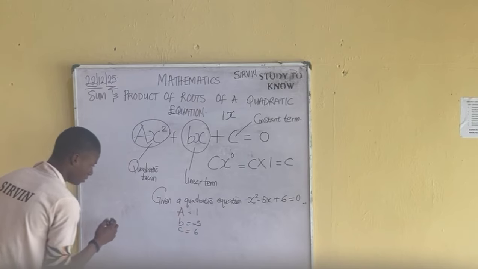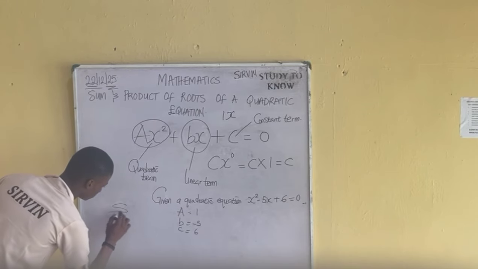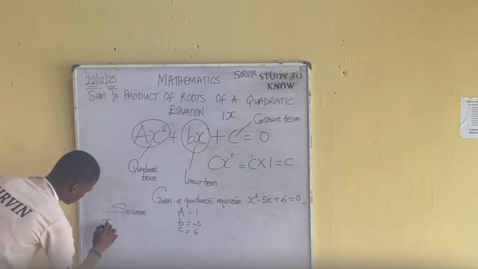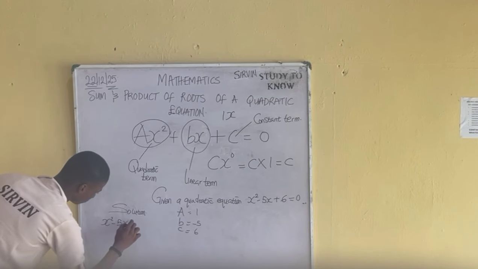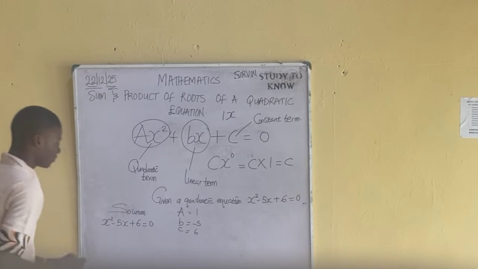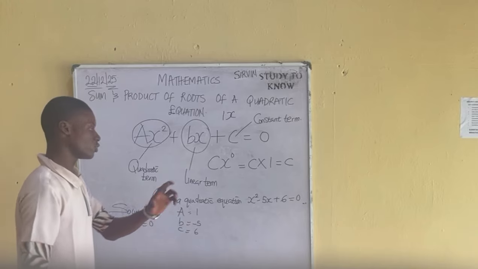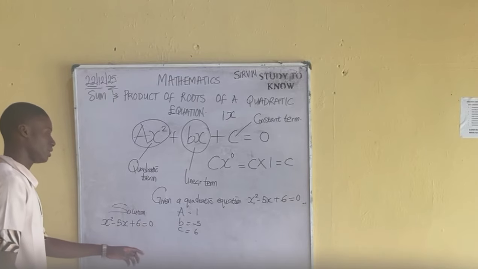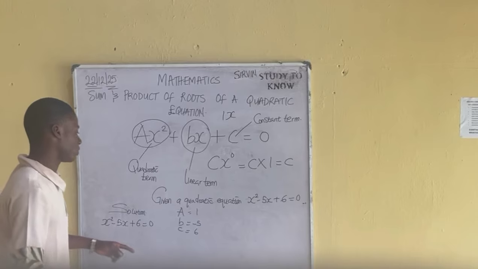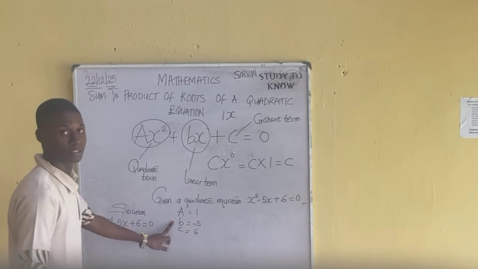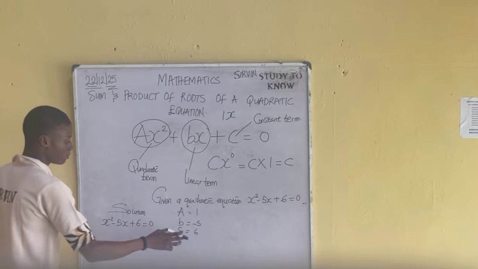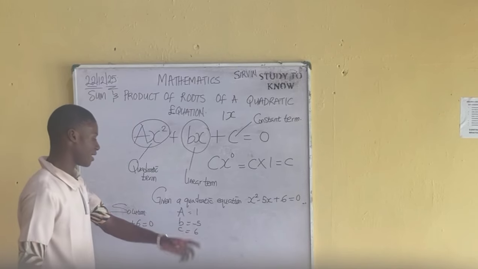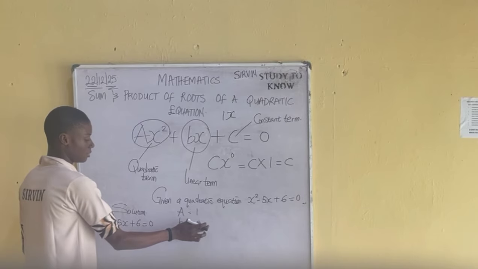Now, let's start solving. Solution. x squared minus 5x, plus 6 equals 0. Now, how to solve it is simply to get two numbers. If you multiply them, you get your C, which is your constant term. Then if you either add or subtract them, you get your B. Do you understand? So now, I have two numbers. Which two numbers will I multiply to get 6, and if I add or subtract them, I'll get minus 5?